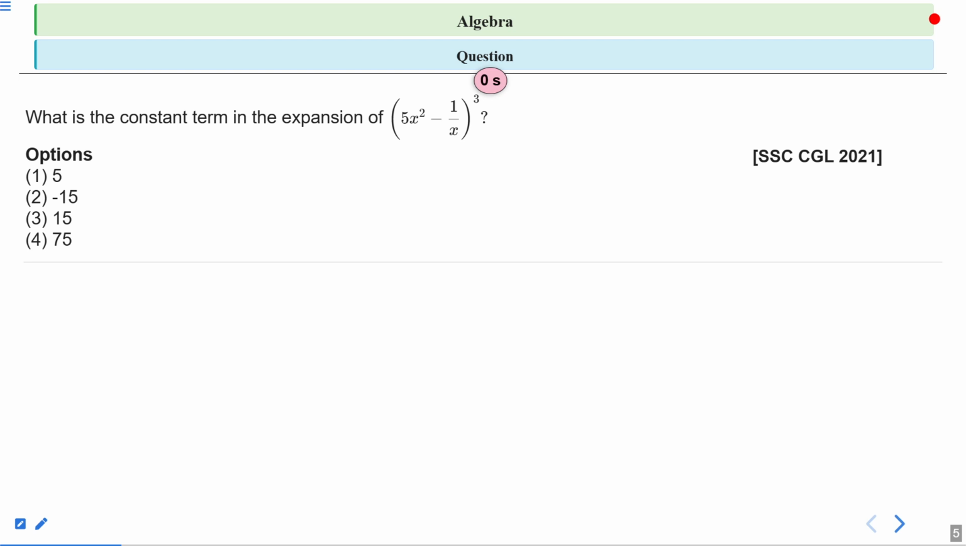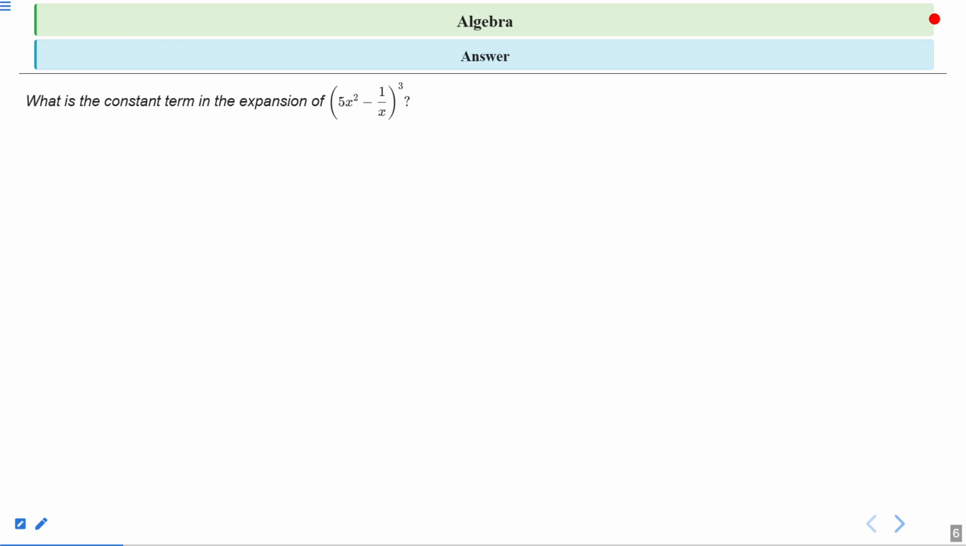Now time's up. Let's see the solution of this question. The question is, what is the constant term in the expansion of (5x square minus 1 upon x) whole cube? We use the formula of (a minus b) whole cube and we get our answer. The correct answer of this question is the third one, which is 15.